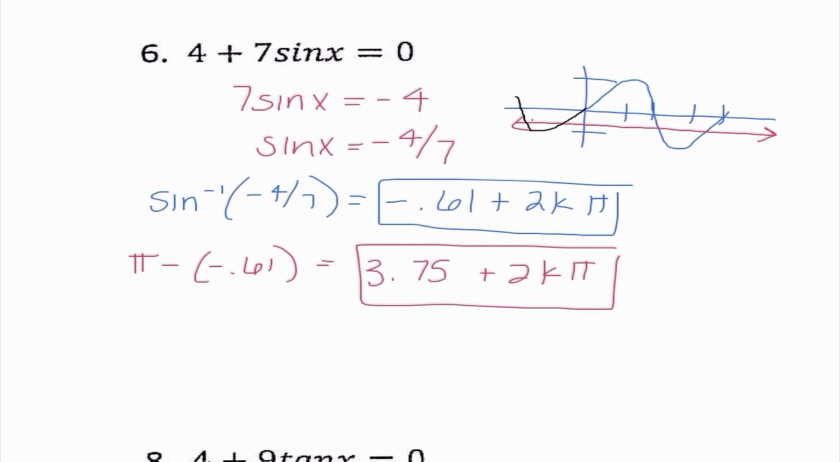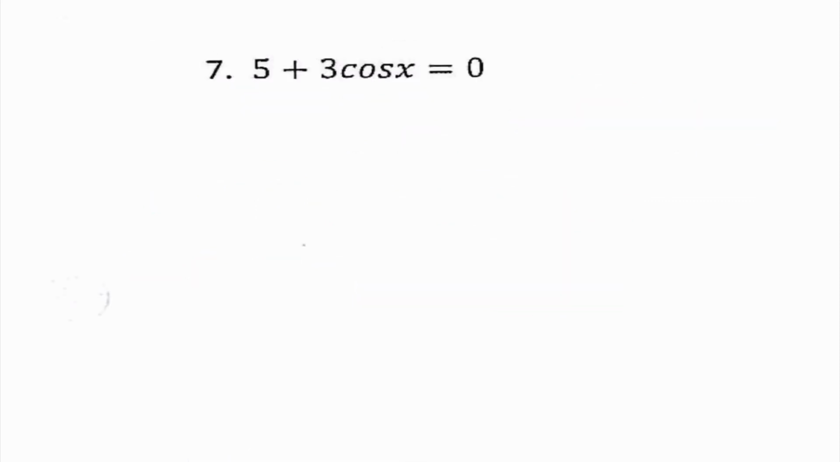Okay, so what I want you guys to know is this negative 0.61 is equivalent to this answer. 3.75 is equivalent to this answer. So we do have both of our solutions, and these are correct answers. Notice my 2k pi is reminding me that it's repeating every single 2 pi.